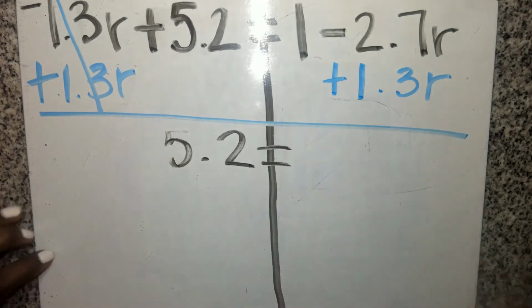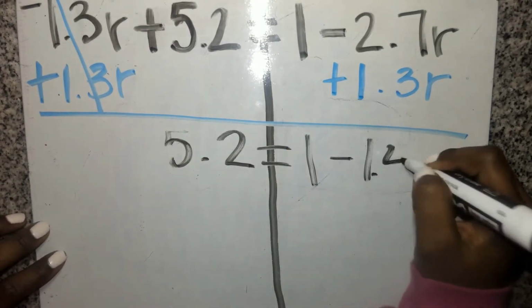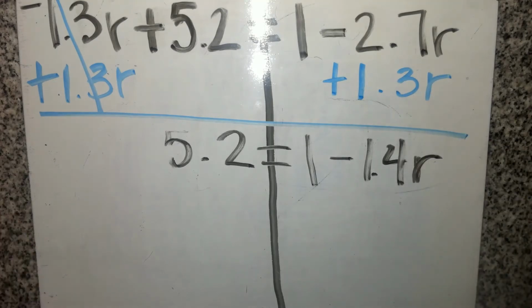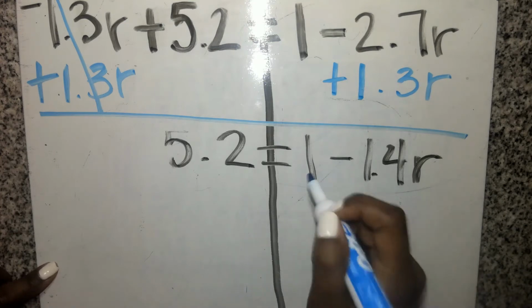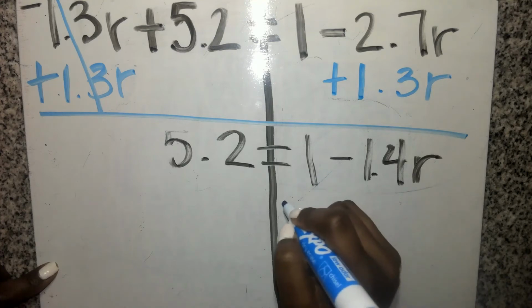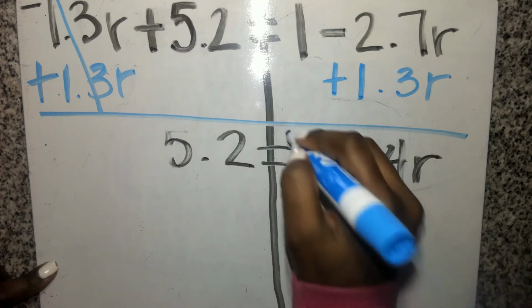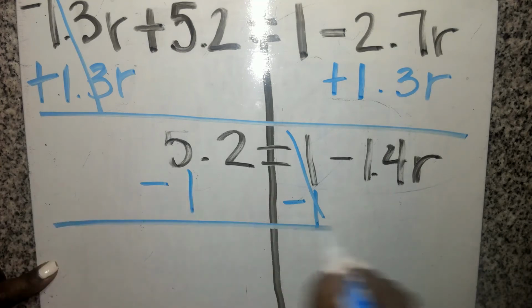1.4r. Okay, so after that, we are going to subtract this 1. We want to cancel out this 1. So since this is positive, in order to cancel out, we're going to do the opposite operation. So subtract 1 here, which means this cancels out. Subtract 1 here. Okay? So now what we have left is 4.2 equals negative 1.4r.